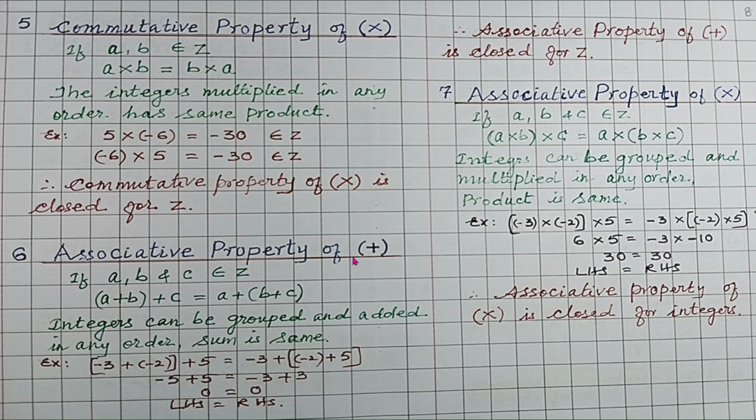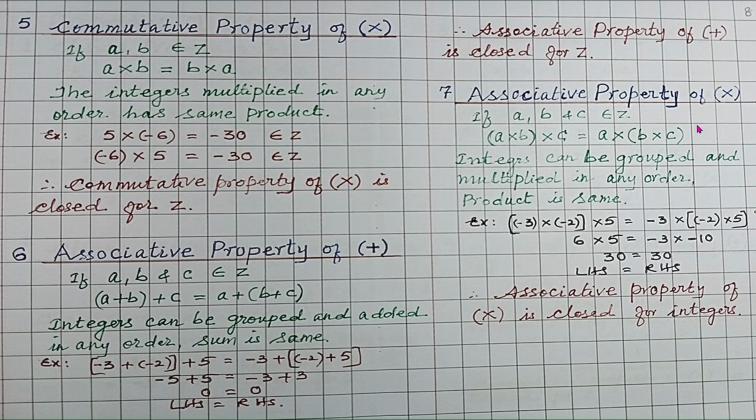Now, associative property of addition. We already know that we can add numbers grouping them in any order, whether I add a and b first and then add c, or add b and c first and then add a, the answer remains the same. It is true for the set of integers, it is closed for the set of integers, and therefore we say the associative property of addition is also closed for the set of integers.